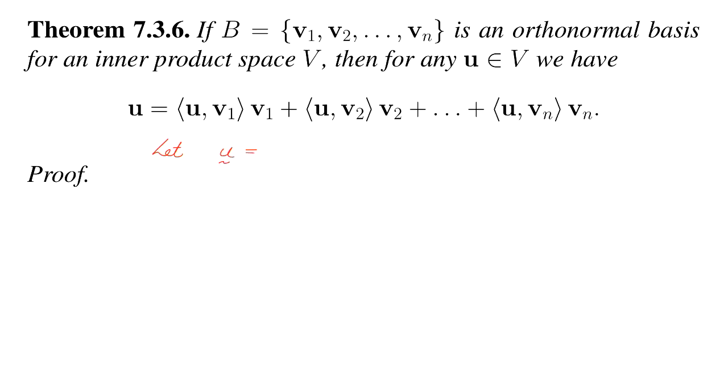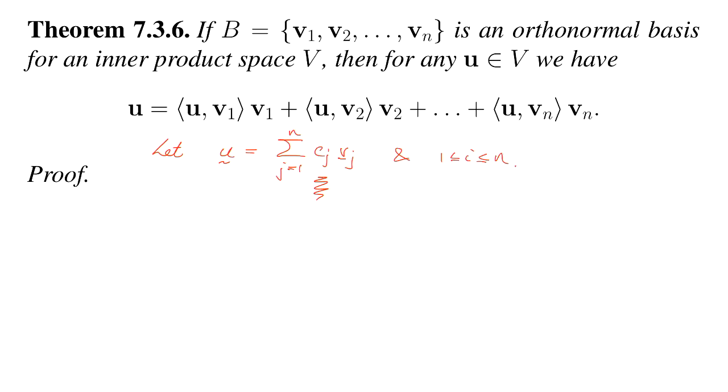So, how do we do this? Well, this is sort of similar to the proof that we did for independence. So let U be, since B is a basis, I know I can express U as some linear combination of the elements of that basis B. So let's just write it like that. And our job is to show that Cj equals the inner product of U and Vj.